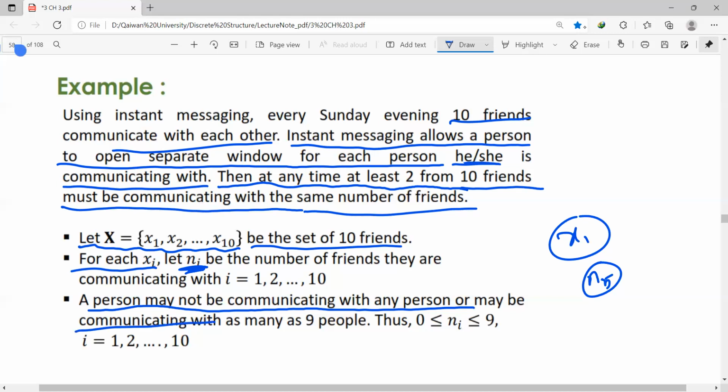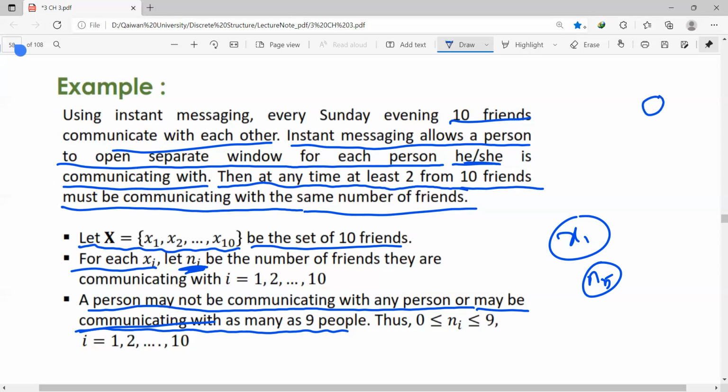Continue. And also, we may have a student who is communicating with 9 people. Since we have only 10 people, only these 10 people can communicate with each other. That means it's possible that a student doesn't communicate with any of them. So the number of communications in this case is 0.